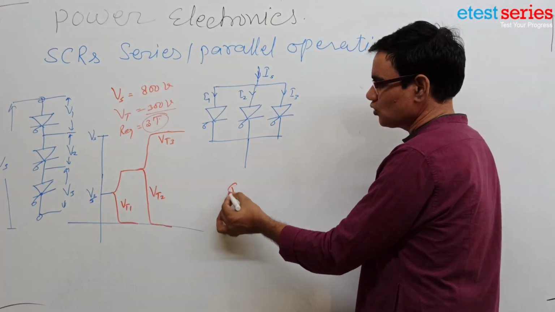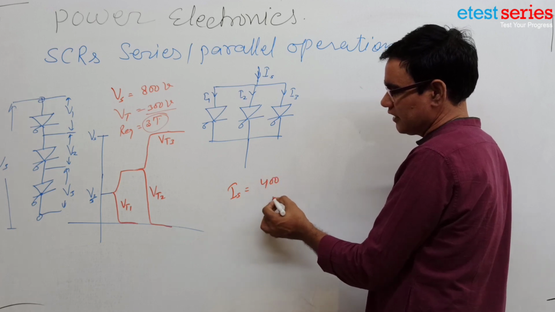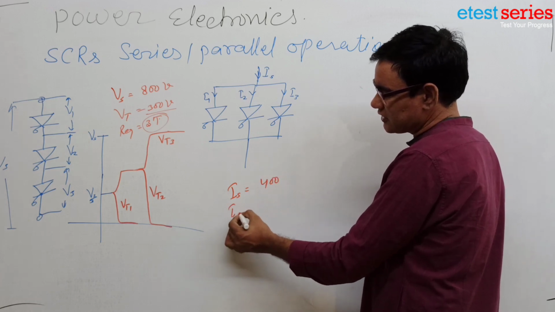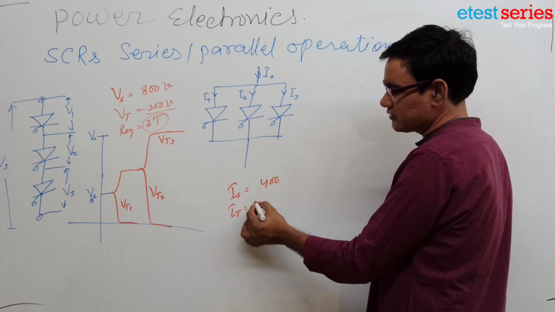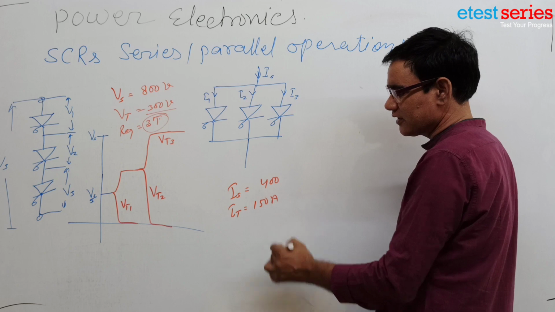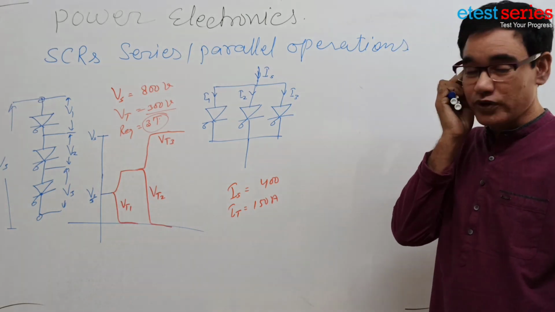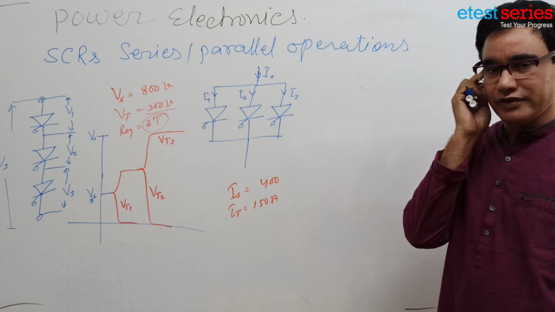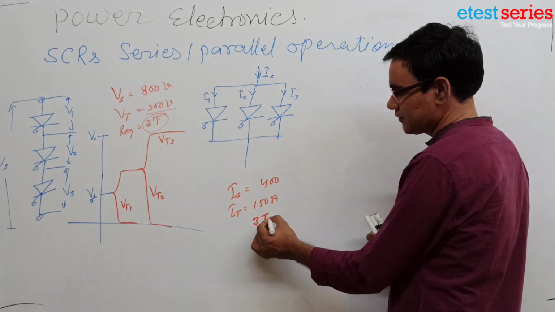Similarly, if the source current is equal to 400 amperes and we have 1 thyristor whose current rating is equal to 150 ampere. So 1 cannot handle that current, 2 cannot handle that current, so we require 3. So we require 3 thyristors.